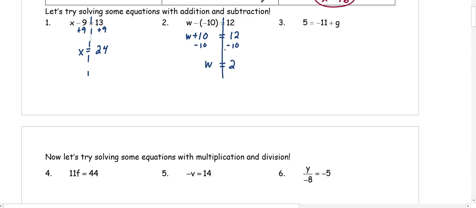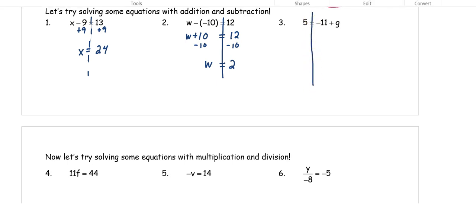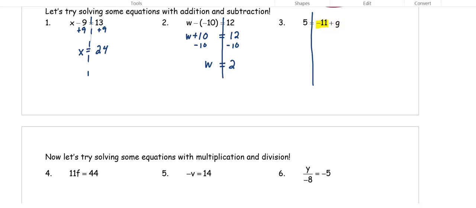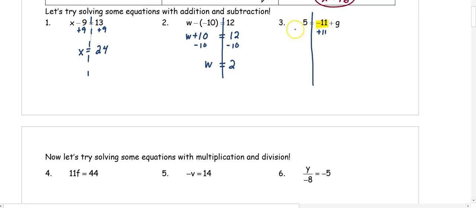Number three, 5 equals negative 11 plus g. Now, some of us are going to think we want to subtract 11. This is where we have to be careful. We need to look at the sign in front of the 11 because the 11 comes first in this equation. Because the 11 is first and it's negative, the inverse would be to add 11 to both sides. So we would get 16 equals g.